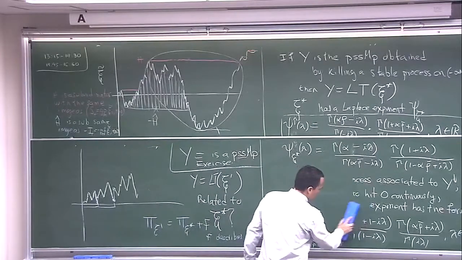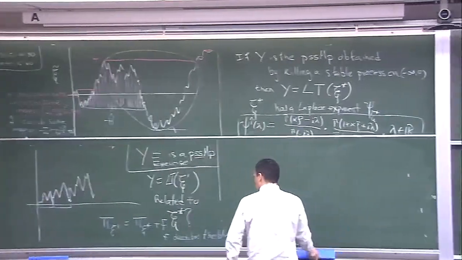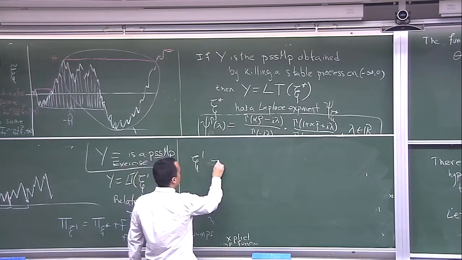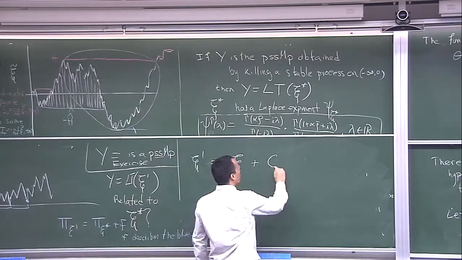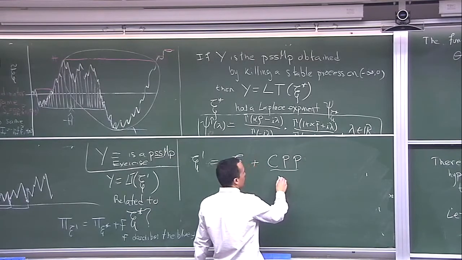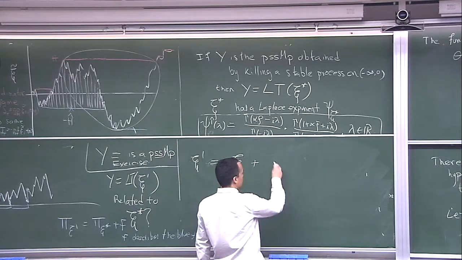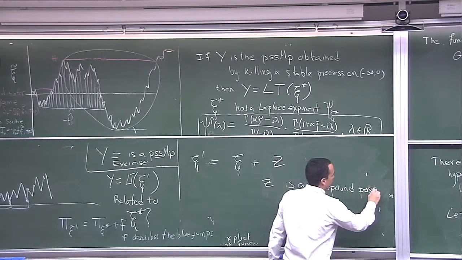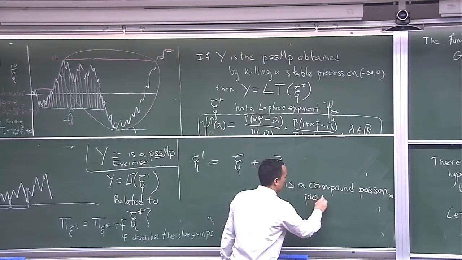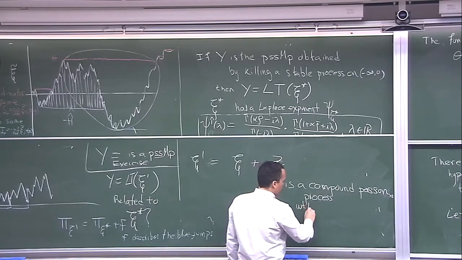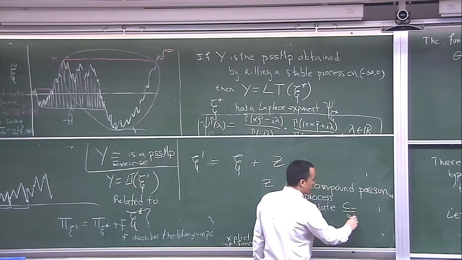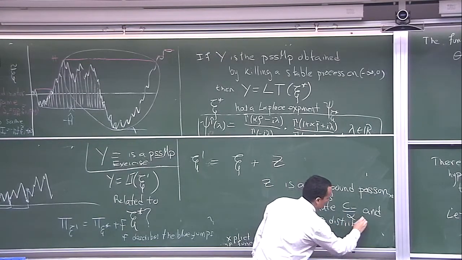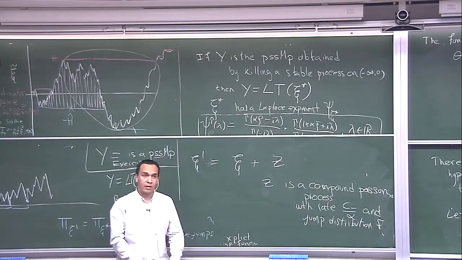In fact, what this is telling us is that psi prime is equal to psi plus a compound Poisson process. So let's call it plus C, where C is a compound Poisson process with rate C minus divided by alpha and jump distribution F. Okay, I'm not giving the explicit formula of F.